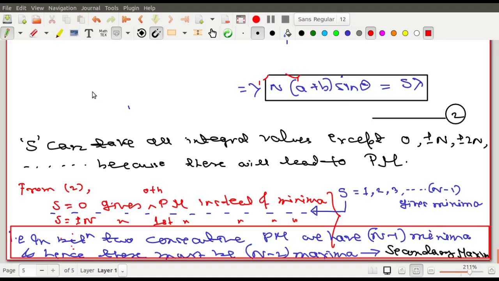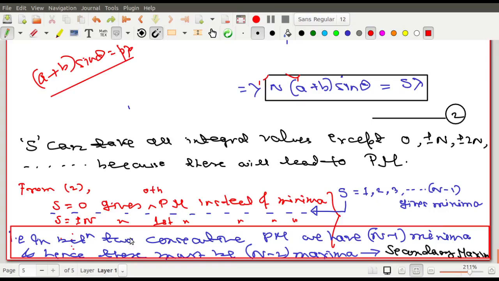How do I understand? First of all I understand that there are a set of maximas satisfying a plus b sin theta equals p lambda. Those that satisfy this are the principal maxima, the interference maxima. Then I see that there is a set of minimas. The minimas are possible at 1, 2, 3 up to n minus 1, but there is no minima at s equal to 0 and s equals to plus minus n, because those are the points of maximas.